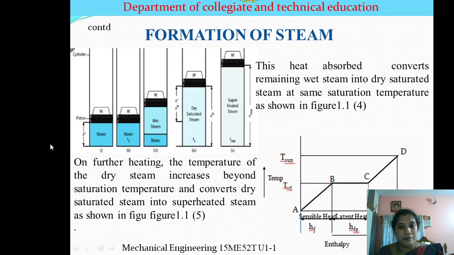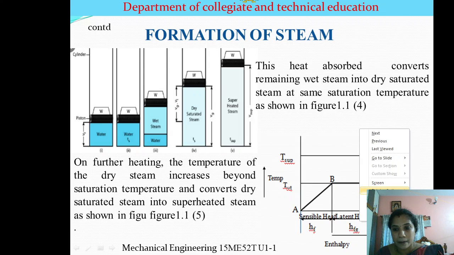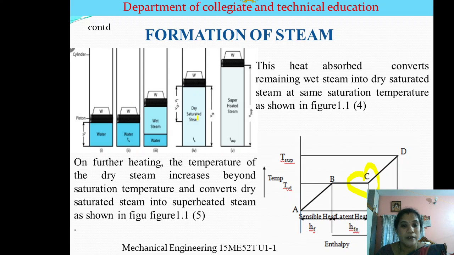So at this particular point C, what do we have? We can see the condition of the steam is dry saturated. That is, the dry steam is present inside the cylinder arrangement. In this cylinder arrangement, the temperature has remained constant up to this point. It has already completely converted into gaseous form at this point. Hence, see what they have given: it converts the remaining wet steam into dry saturated steam at the same saturation temperature.